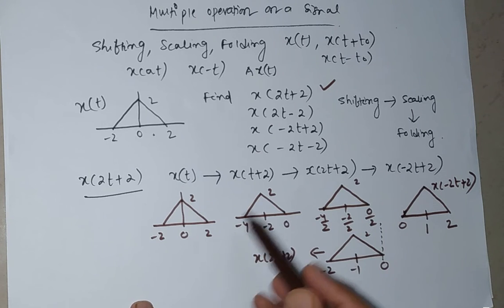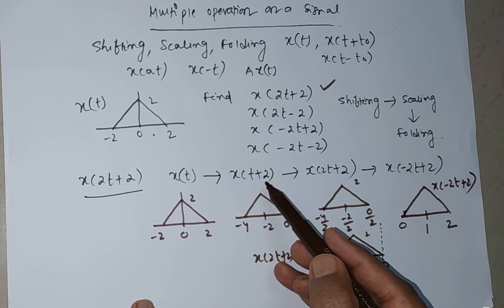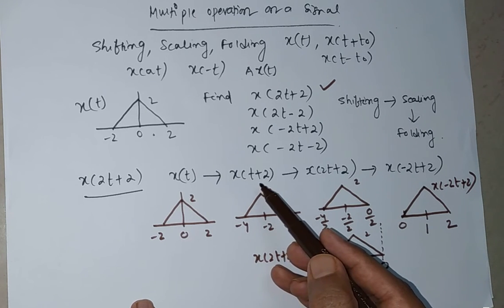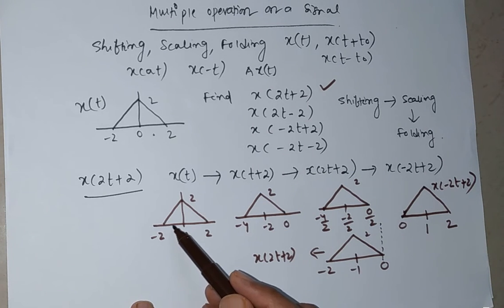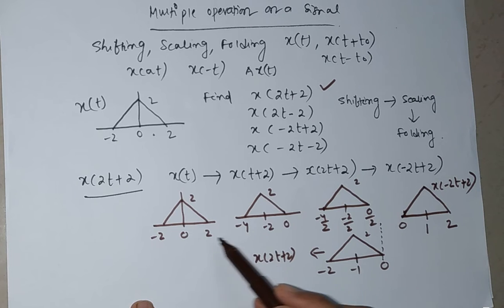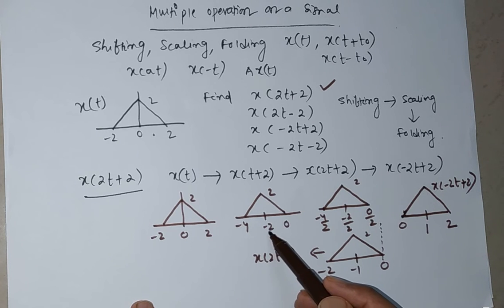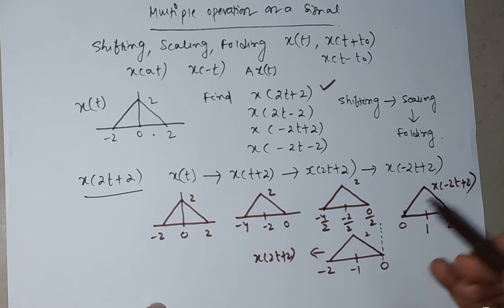Okay, x of t plus 2 means it is an advance, shift left-hand side by 2 units. Then this limit will change. When you shift left-hand side by 2 units, it becomes minus 4. This 0 becomes 0 minus 2, minus 2. Then 2 becomes 2 minus 2, 0.